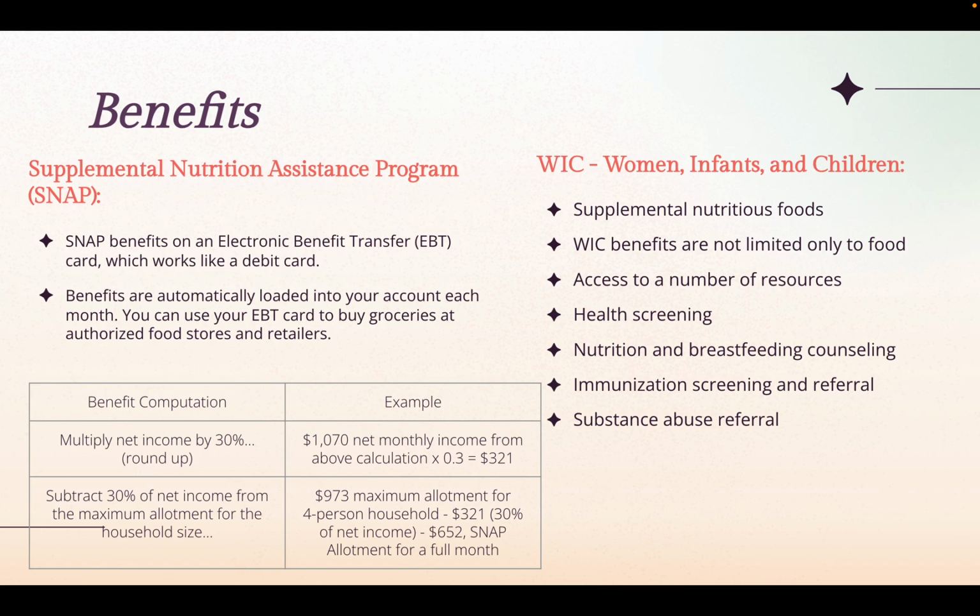WIC authorized foods include infant cereal, baby foods, iron-fortified adult cereal, fruits and vegetables, vitamin C-rich fruit or vegetable juice, eggs, milk, cheese, tofu, peanut butter, dried and canned beans, canned fish, whole wheat bread, and other whole grain options, and more. For infants of women who do not fully breastfeed, WIC provides iron-fortified infant formula. Special infant formulas and medical foods may also be provided if medically indicated.